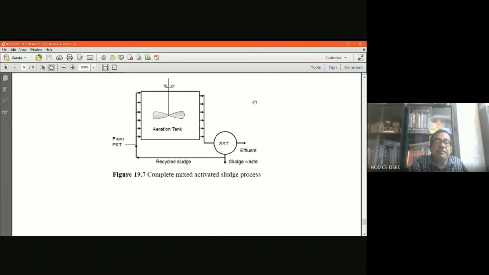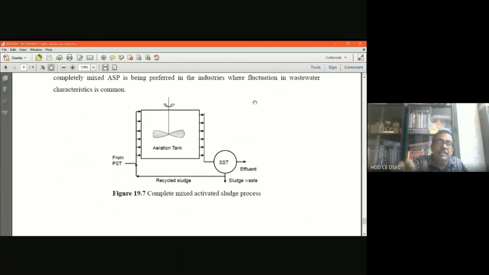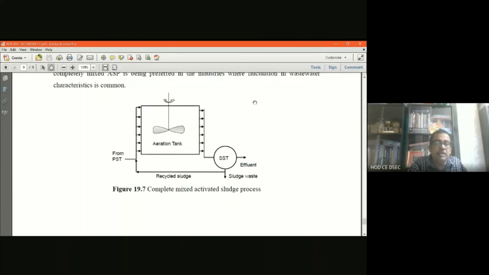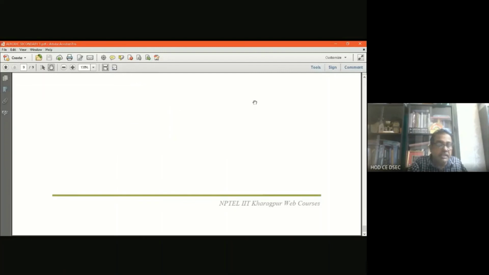This is the impeller I have shown you. The impeller is shown for proper uniform mixing in the aeration tank, so it is a completely mixed reactor. On one side the inlet from PST, the sludge and influent are coming, and on the other side the effluent is collected through the SST. So the completely mixed activated sludge process I have just described to you.